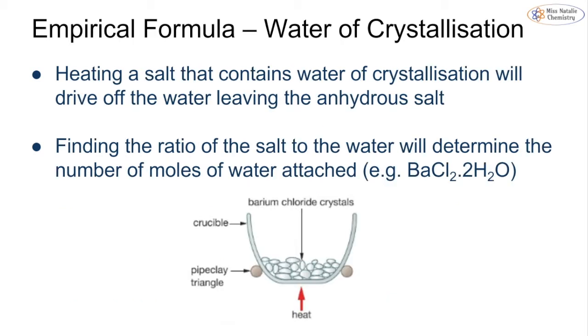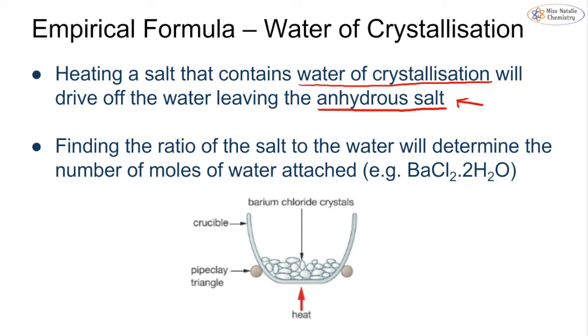We can also figure out an empirical formula by looking at water of crystallization. So you may have seen this previously when you were looking at formula, where you saw a salt with a dot and then some water attached to it. Now that water is known as water of crystallization, and it's not fully bonded to each of the atoms, it's just simply attracted to it. Now you don't need to know how it's attracted or why it's not bonded, you simply have to know that it exists. And what we can do is we can heat a salt to drive off this water of crystallization and leave what's known as the anhydrous salt.